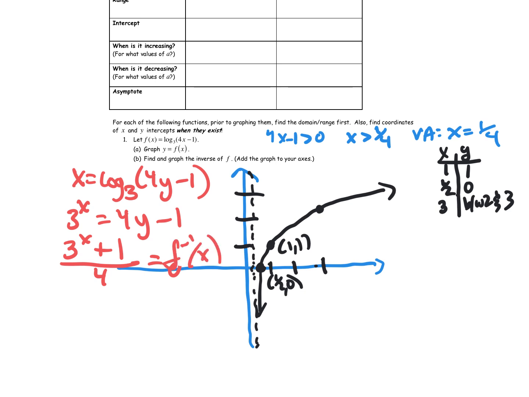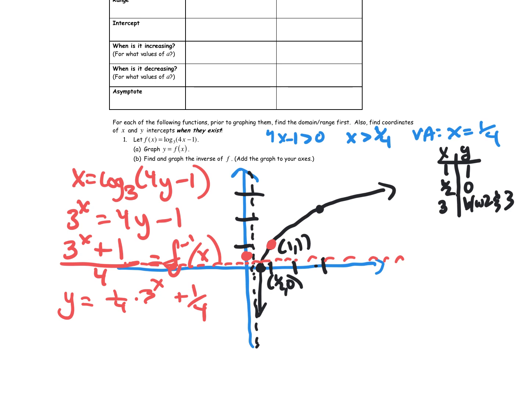Now we can also plot some points here, but since it's the inverse, 1, 1 should also be a point on it. Switching x and y, I still get 1, 1. 1/2, 0 will now be 0, 1/2. Another thing we should note is if I rewrite this inverse as 1/4 times 3 to the x plus 1/4, it's going to have a horizontal asymptote at y equals a fourth, which makes sense because if the log had a vertical asymptote at x equals a fourth, the inverse is going to have a horizontal one at y equals a fourth. So we'll just put that in.